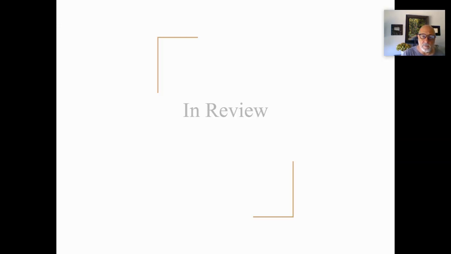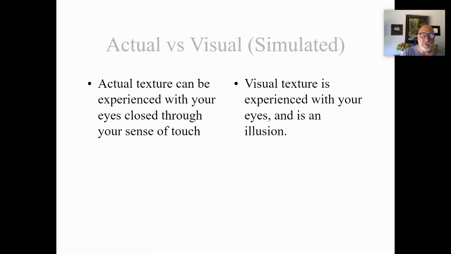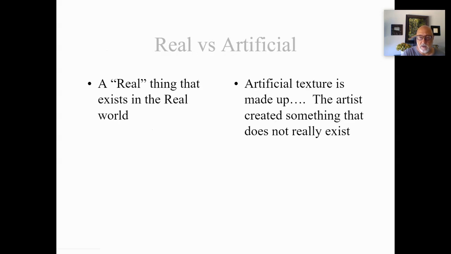So in review, an actual texture is something you experience through your sense of touch. A visual texture is an illusion that you experience through your sense of vision. A real texture is something that exists in the real world. And an artificial texture is something that is created from the artist's imagination.